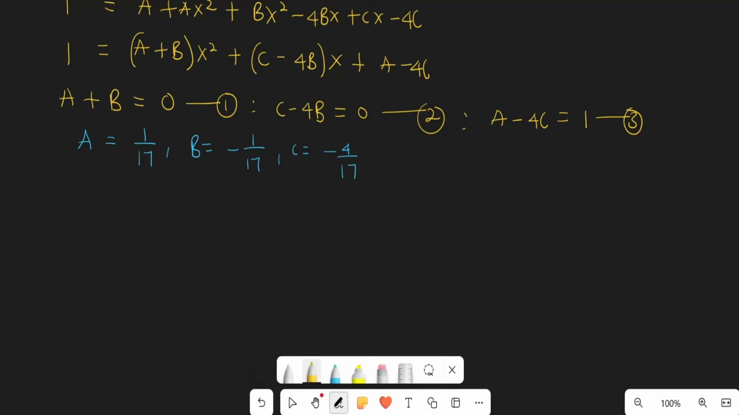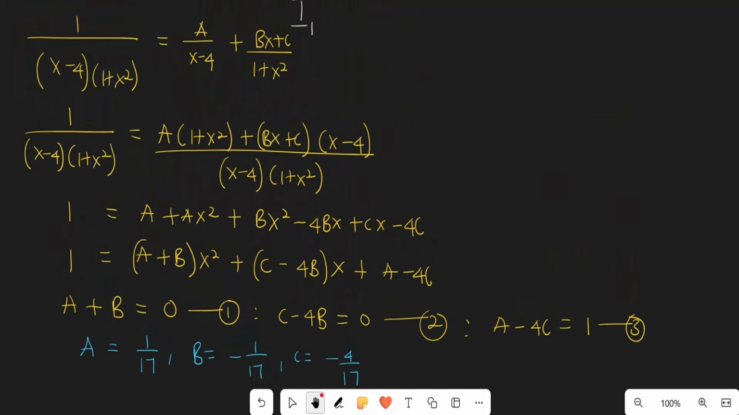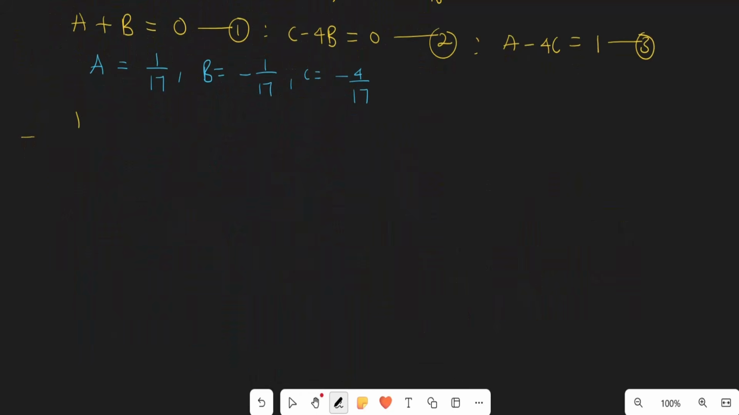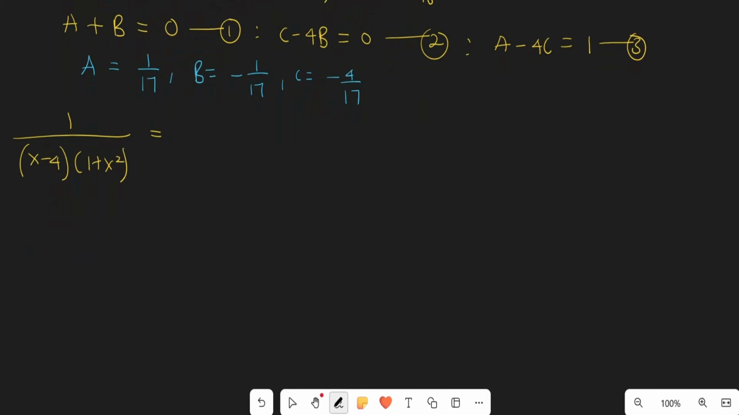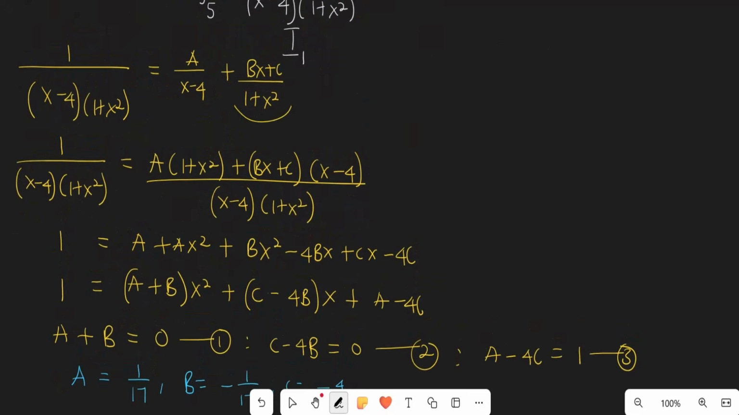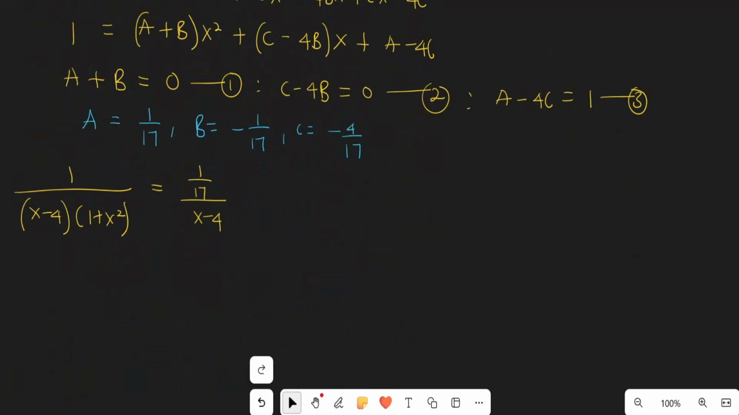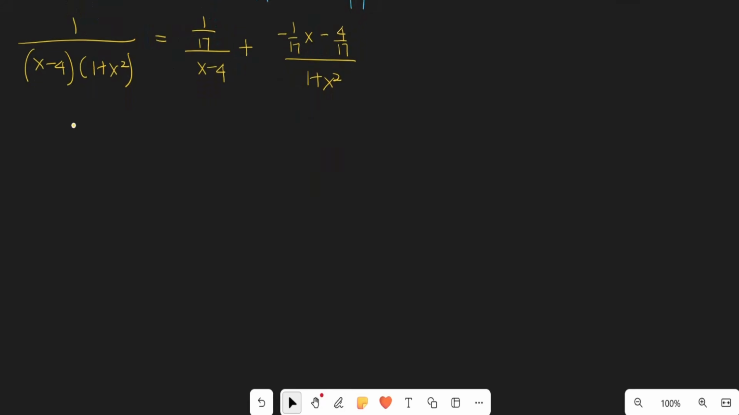Alright, now that we have this, let's go back to our partial fractions and see what the equation will be. So we have 1 all over x minus 4. This is multiplied by 1 plus x squared. And this is the same as a over x minus 4. And a is 1 over 17. So 1 over 17, this is divided by x minus 4. Right, and the next one is bx plus c divided by 1 plus x squared. Bx plus c, so that is negative 1 over 17 x plus c, and that is minus 4 over 17, divided by 1 plus x squared. This is our partial fraction decomposition.